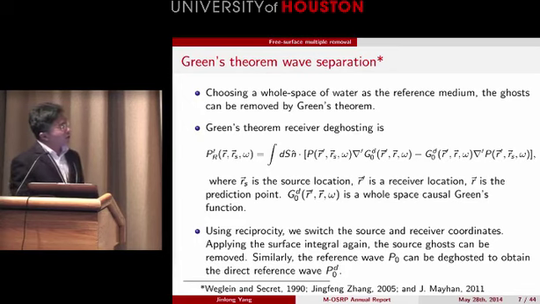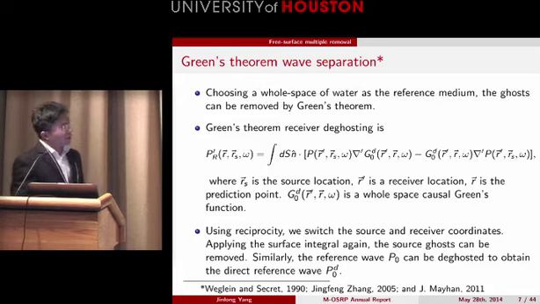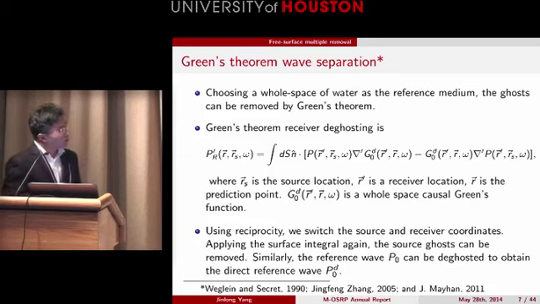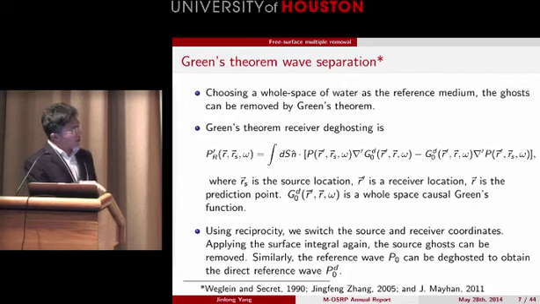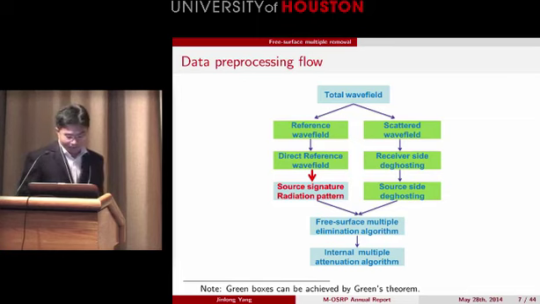After that, using reciprocity, we switch the source and receiver coordinates and apply this surface integral again, and the source ghosts can be removed. Similarly, the reference wave P0 can be deghosted to obtain the direct reference wave field P0D. After getting this, the next step is to get the source signature and the radiation pattern.